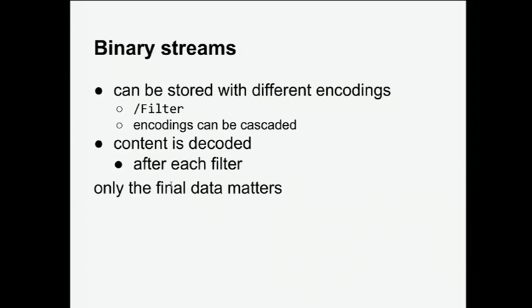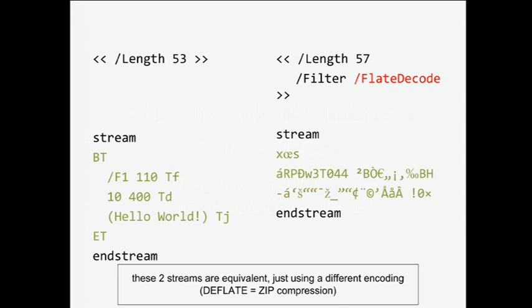So the filter defines the encodings, and the encoding can be cascaded. Each filter is applied, so each decoder is applied after the other, and only the final data after all these decoders matters for the parser. So, for example, we have here a plain text stream, and we have here exactly the same stream, except that it's compressed by deflate, which is zip compression, and for that you just change the length, just to be right, and the filter, just to say, okay, now use the zip decompression on that. So these streams are equivalent.